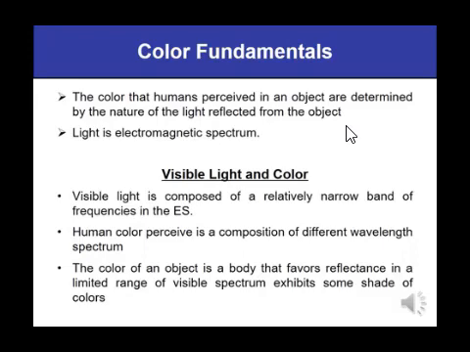Visible light is composed of a relatively narrow band of frequencies in the electromagnetic spectrum. See, the frequency band is very small in the visible range, 400 nanometer to 700 nanometer, as we saw. Human color perception is a composition of different wavelength spectra. The color of an object is the reflectance in a limited range of the visible spectrum that exhibits some shade of colors.